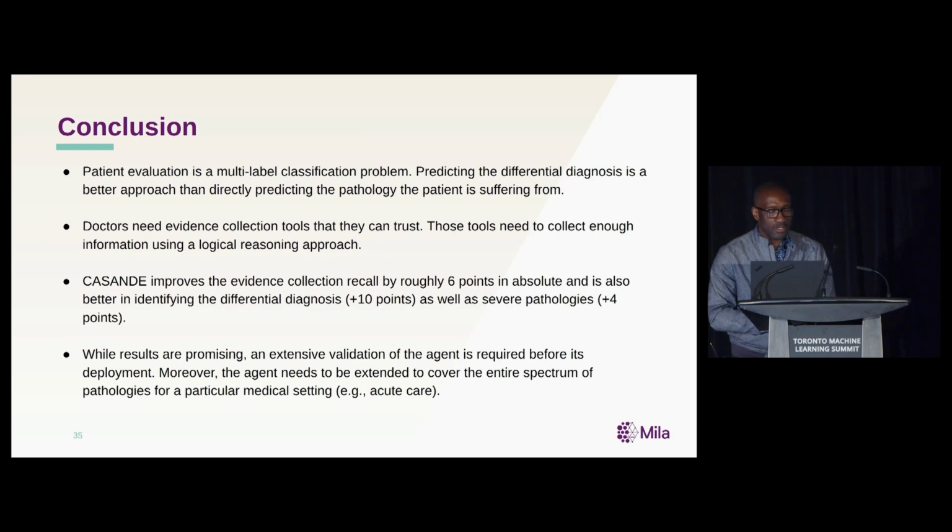Cassandra does improve the evidence collection record by roughly 6 points in absolute, and it's better in identifying the differential diagnosis as well as severe pathology. Again, those results are really promising, but before using this kind of technique in real-world life, there is a need to perform an extensive validation of the agent before deploying it. And also to make sure that you do have data that cover the entire spectrum of pathology you do care about.